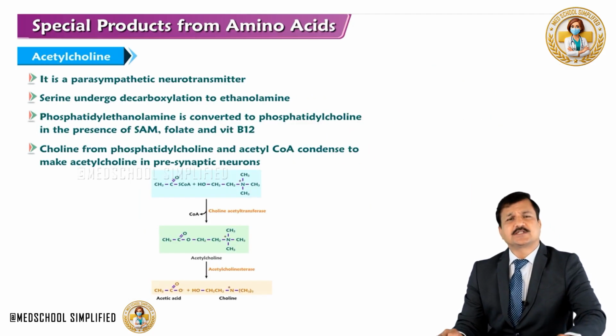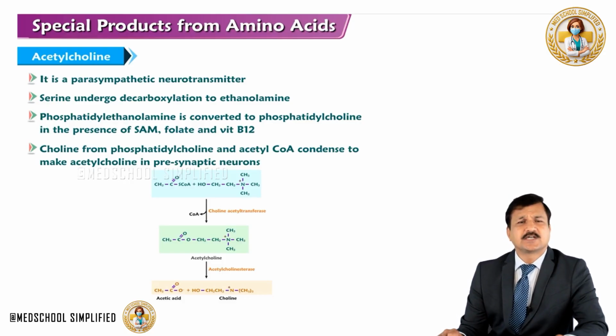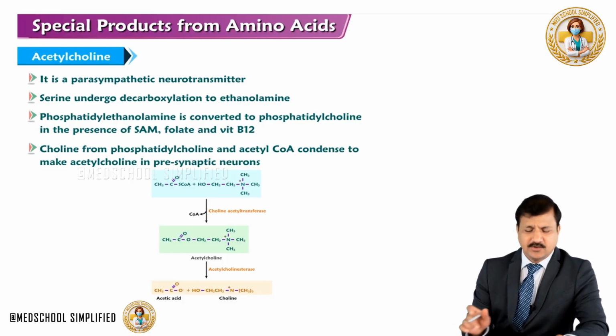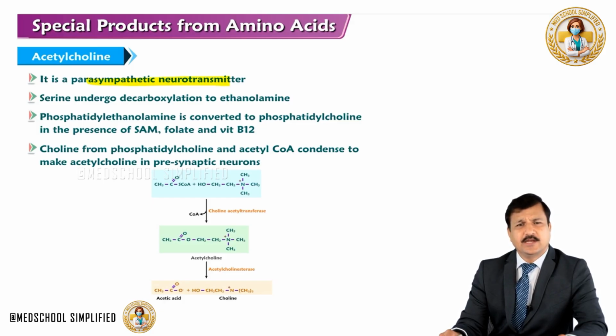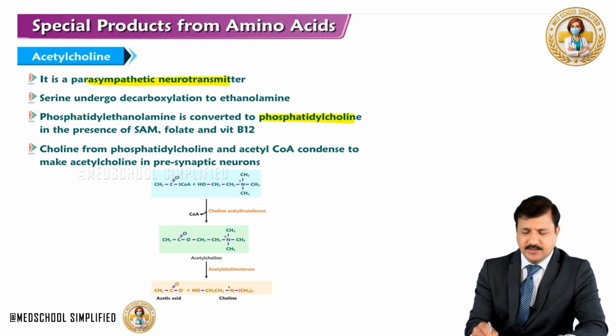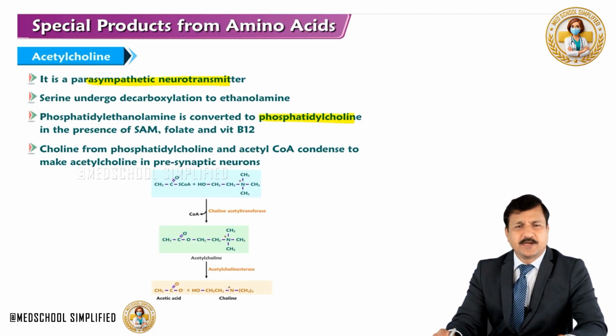Now coming to our next molecule, acetylcholine. Acetylcholine is a parasympathetic neurotransmitter and it is synthesized by condensing choline, coming from phosphatidylcholine, with acetyl-CoA in the presynaptic neurons. Now how do we get that choline for acetylcholine synthesis? Choline will come from a molecule called phosphatidylcholine, which is present in our cell membrane.